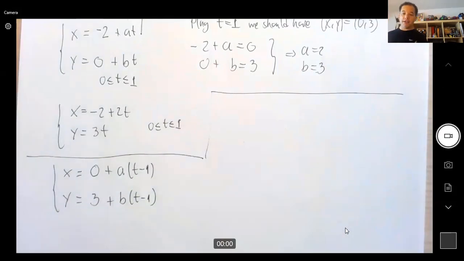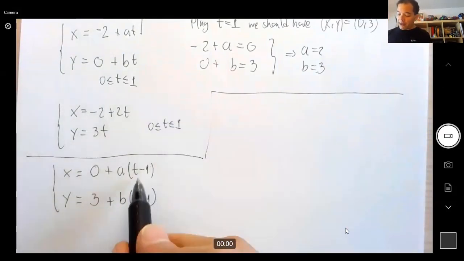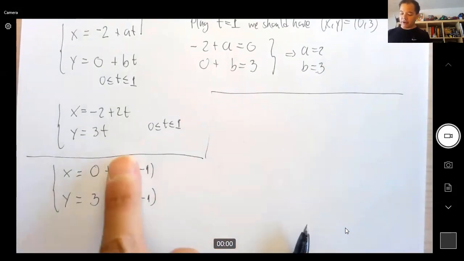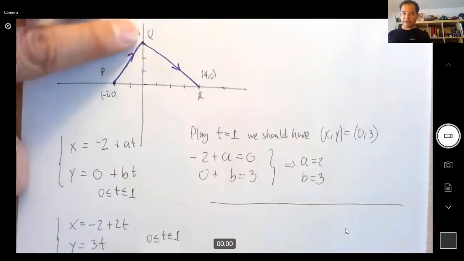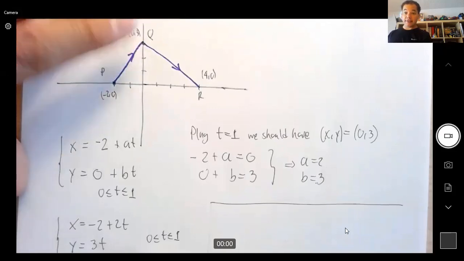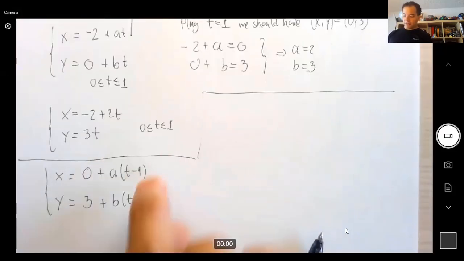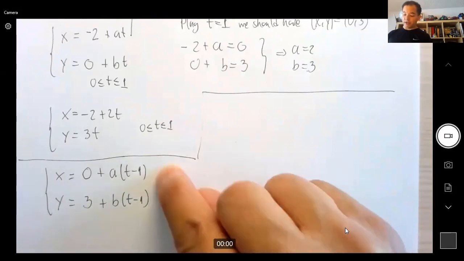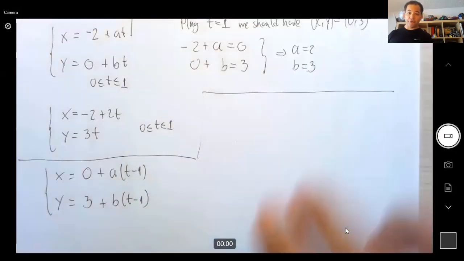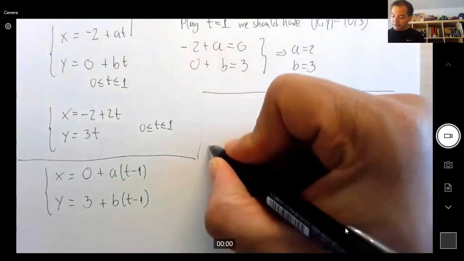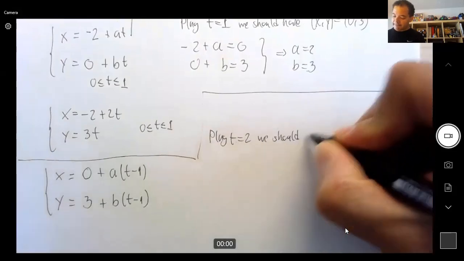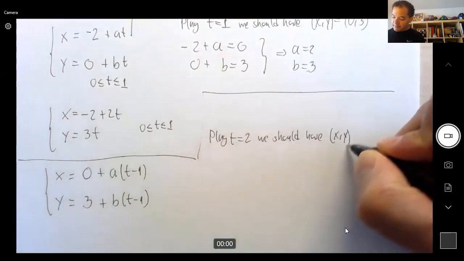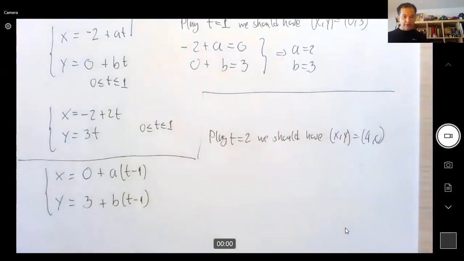Do you see why I'm doing this? I am doing this so that when you plug 1, what happens when I plug 1? 1 minus 1, 0, 1 minus 1, 0. Then I don't have this. And then what I have is 0, 3, which is what I want to be here, right? We want to start at Q. That's exactly what I want. So t minus 1 is what we should put here. And then we find out how to finish at R by plugging 2. So it's the same thing. We plug t equals 2. We should have x, y, be 4, 0. That's what we should get.